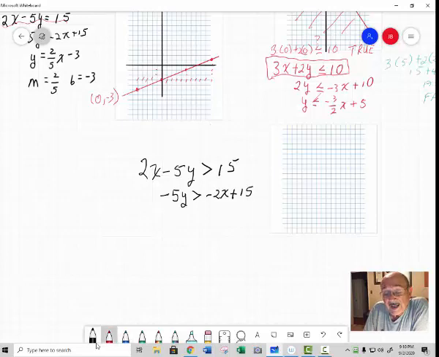This will become less than. And negative divided by negative is positive 2/5, just like I did in the other example. And 15 divided by 5 is negative 3. It's exactly the same thing that I've got up here. Exactly the same thing. My slope, 2/5, and I know that the y-intercept is negative 3.